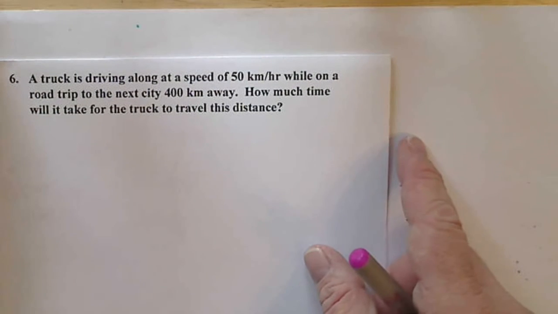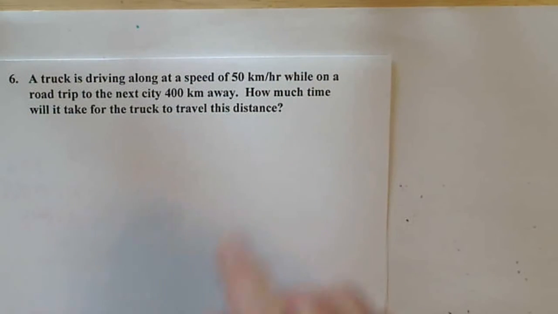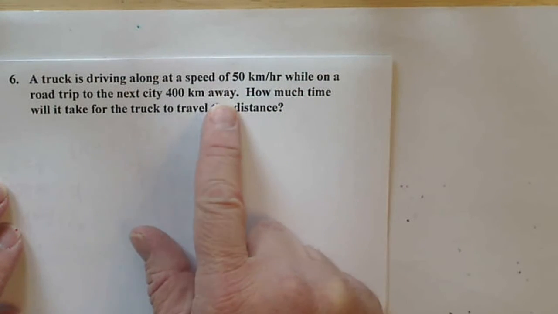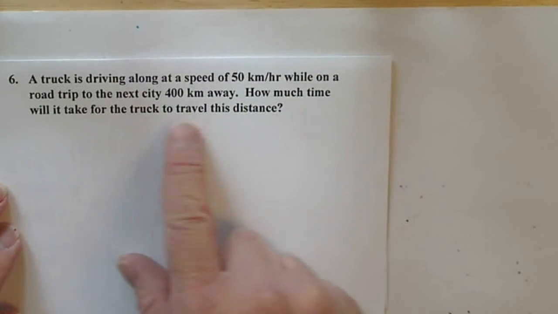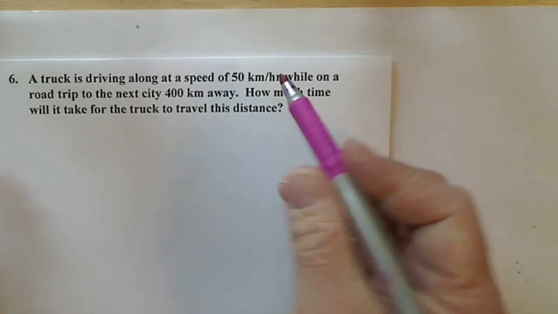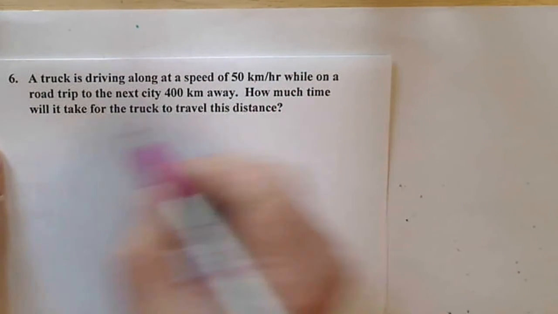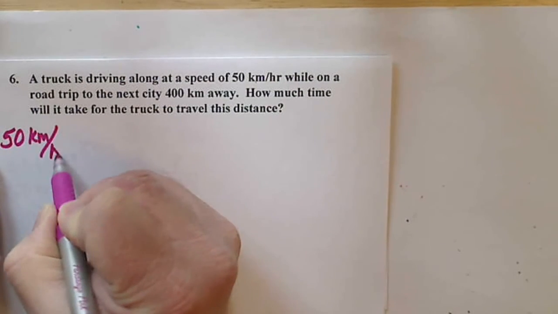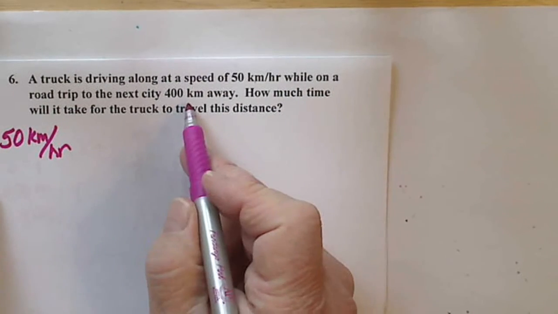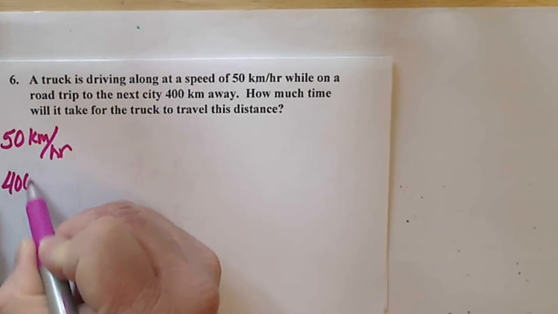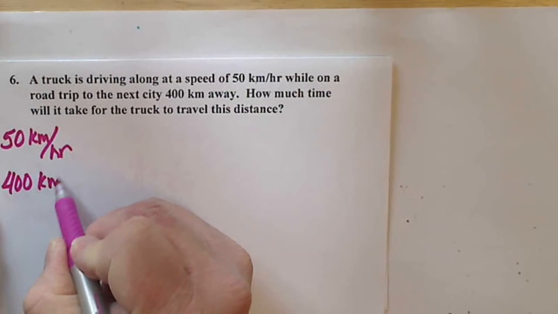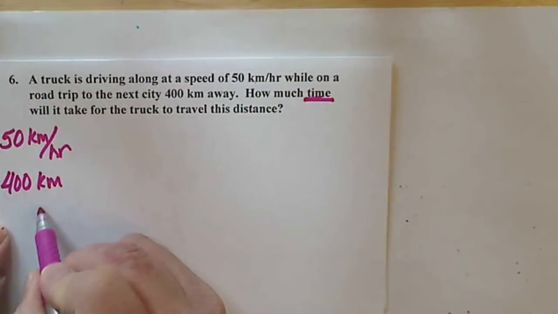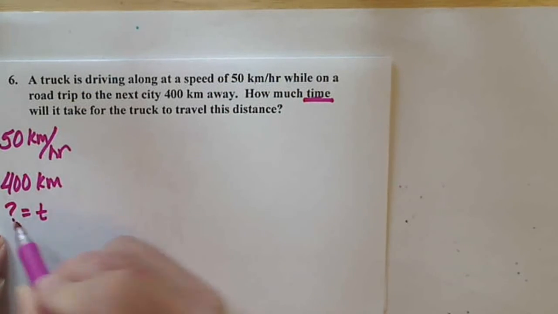All right, last one, number 6. We have a truck driving along at 50 kilometers per hour while on a road trip to the next city 400 kilometers away. How much time will it take the truck to travel this distance? So let's pull our numbers. 50 kilometers per hour. There's a 400 right there. So 400, that is kilometers. And what are they looking for? How much time? So we're looking for time. So I'm going to put a question mark there by time.